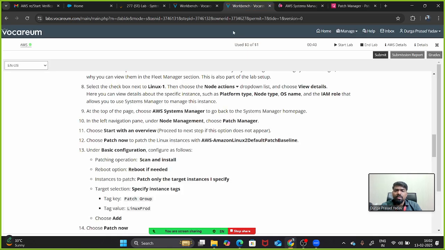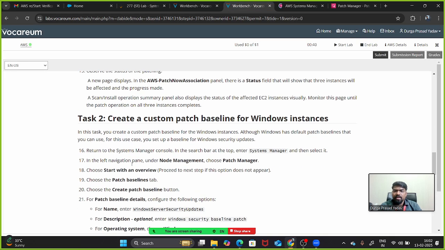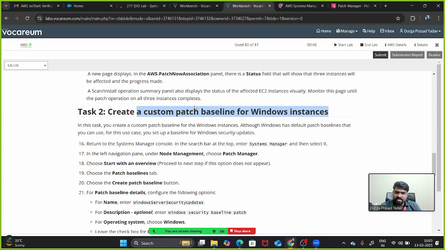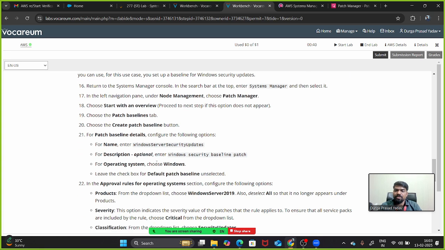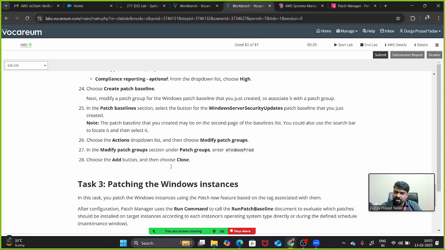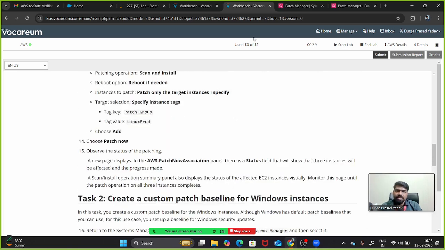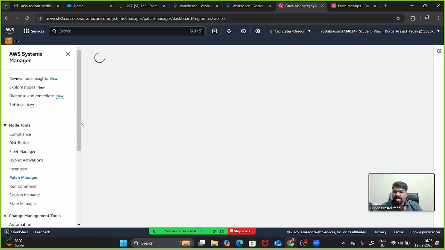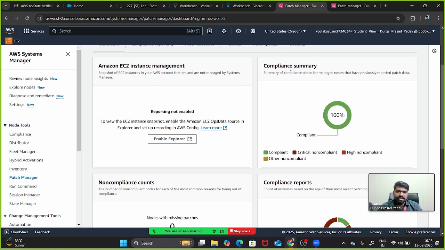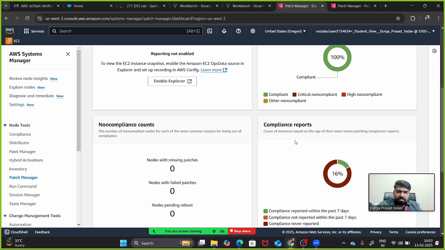So this is how you will apply the patches, and somewhat more details you will be able to get. Let's say you can create your own custom patch baseline related to Windows security updates, and you can check it out with the Windows machine, right? This also we can do. Let's do it also. Let me check the dashboard and after that we will do it. See, it is coming on the dashboard, 100% compliance now. So you will be able to use this machine perfectly.